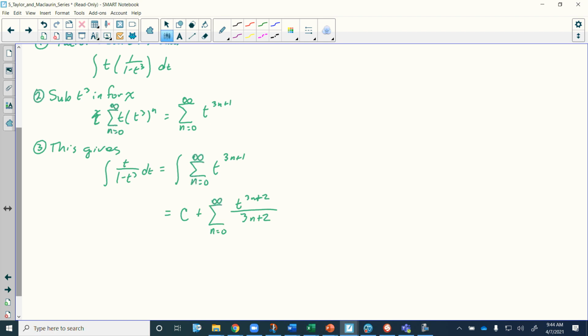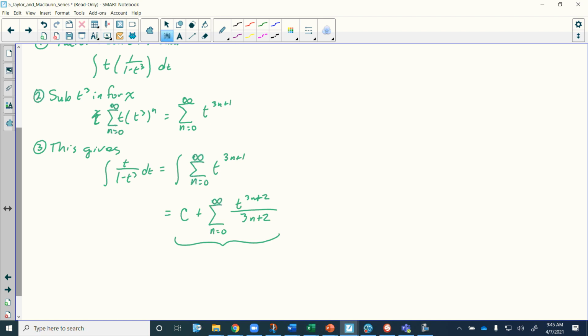And so here, this is what I would look at as the power series. Now, we don't know what C is necessarily, but if t is equal to 0, we would wind up with 0 equals 0 on both sides. So in this case, C is going to equal 0.